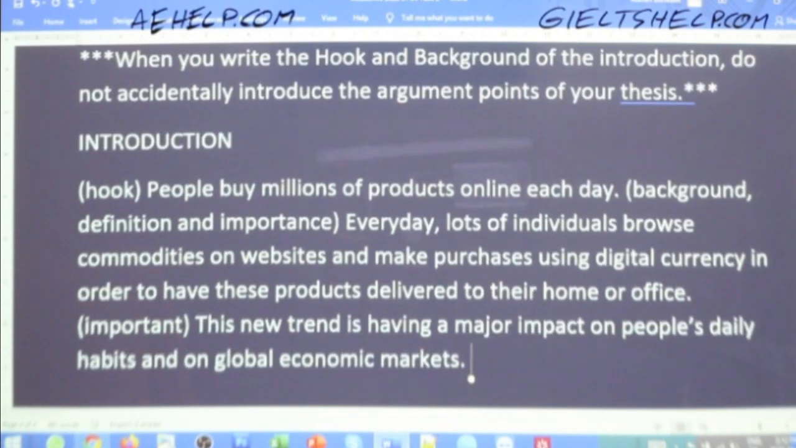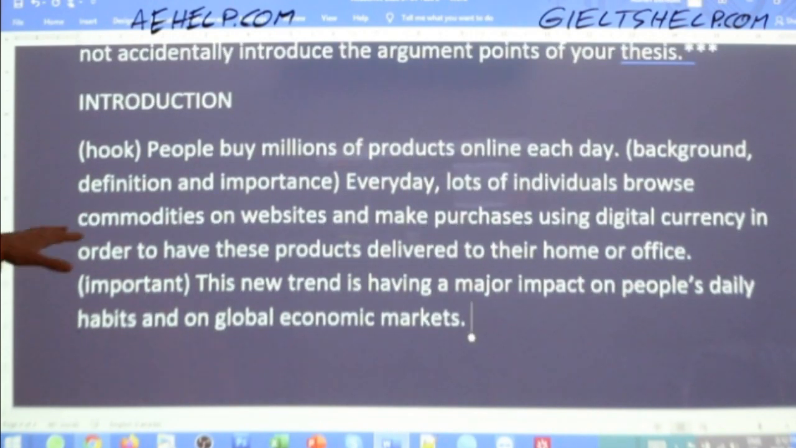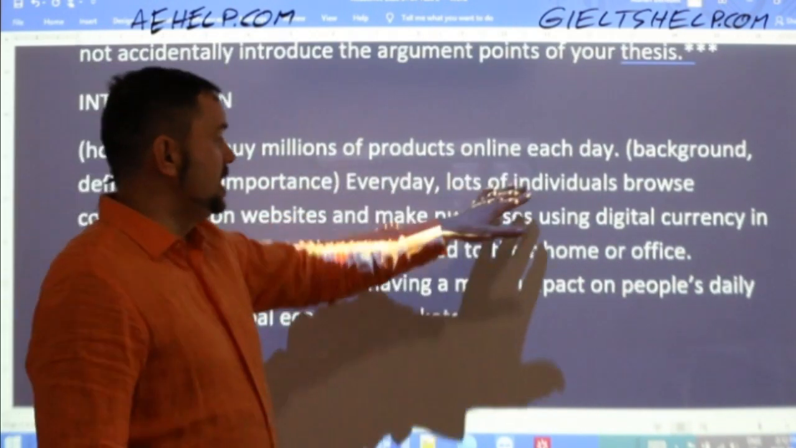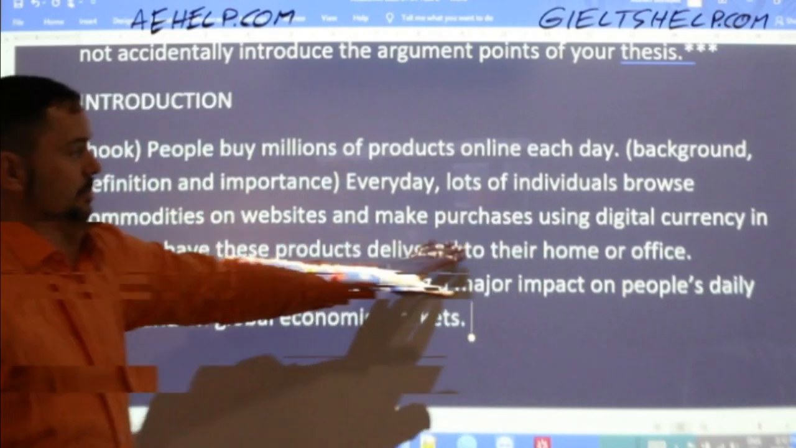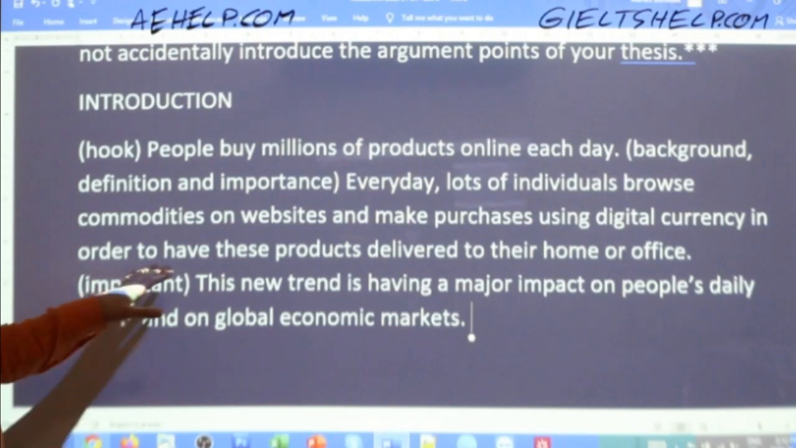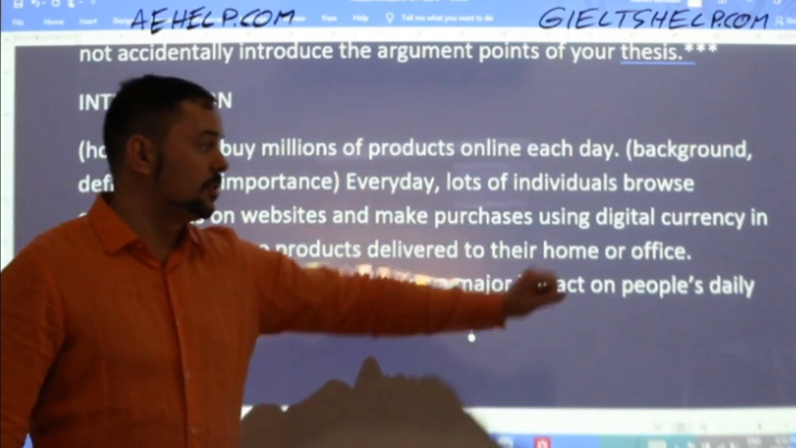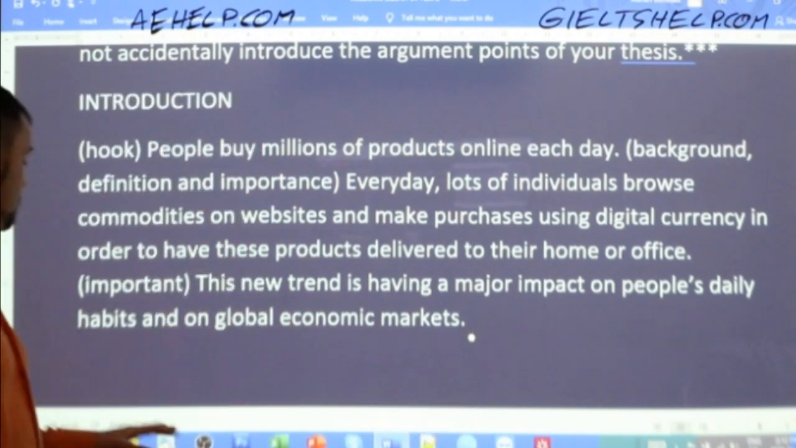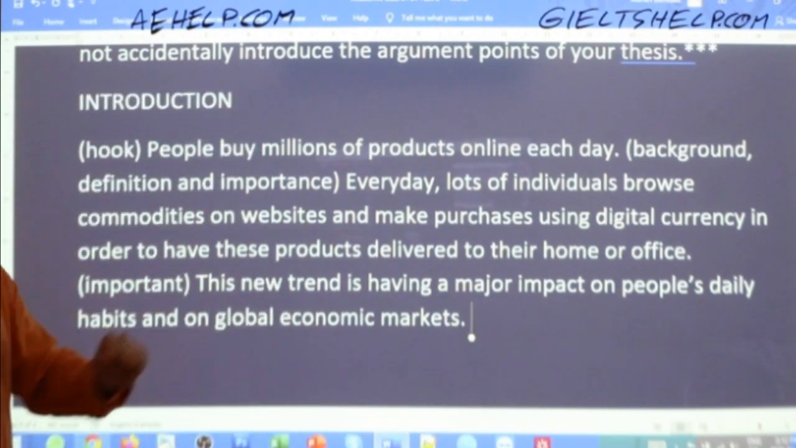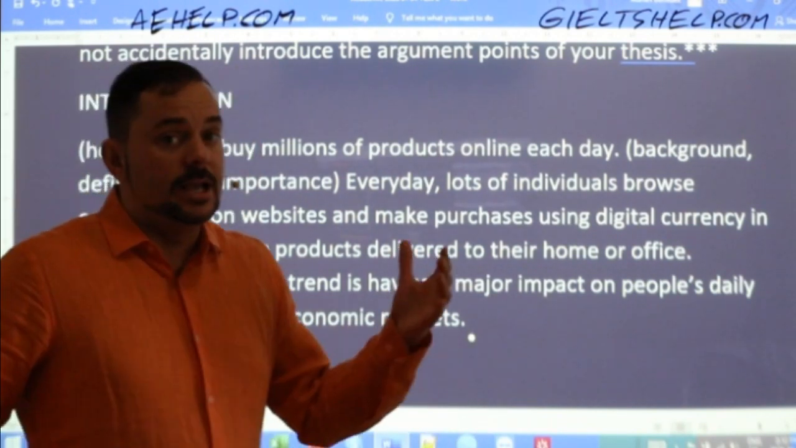Okay, so people buy millions of products online each day. Every day, lots of individuals browse commodities on websites and make purchases using digital currency in order to have these products delivered to their home or office. This new trend is having a major impact on people's daily habits and global economic markets. All right, so far so good.